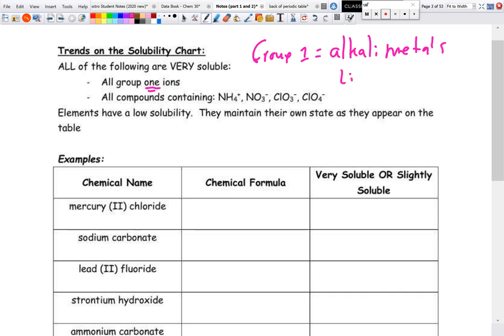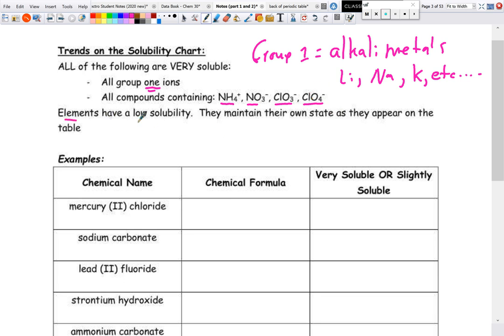So that is our lithium, sodium, potassium. If you have any of those, it's going to be very soluble, no matter what. Just fix that little N. And of course, all our compounds that have this, so ammonium, nitrate, chlorite, and chlorate, those here will always be soluble as well.